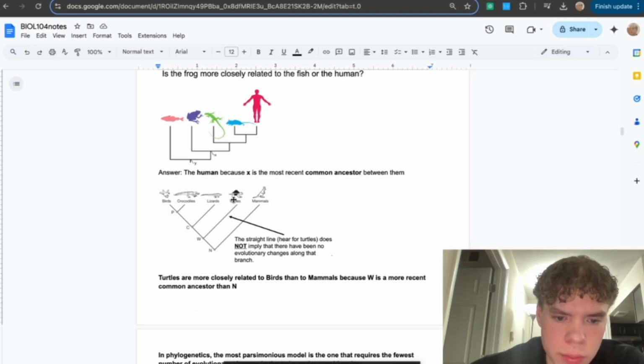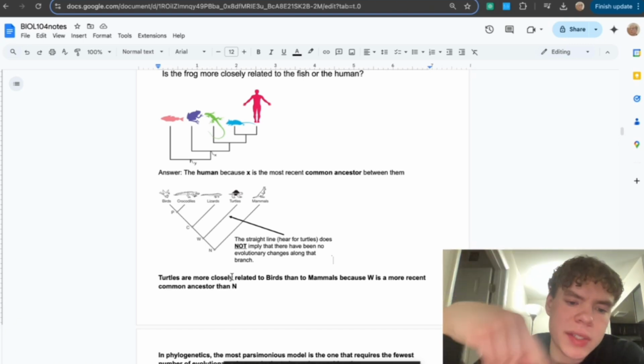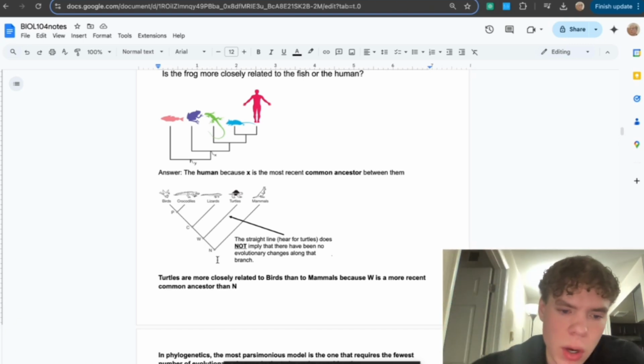And what I put here, turtles are more closely related to birds than to mammals, right? That makes sense because this phylogeny here just basically represents millions of years. Just because it's evenly spread out here, for all we know, the distance between W and N might be 100 million years. So turtles are more closely related to birds than mammals because they share a more recent common ancestor.